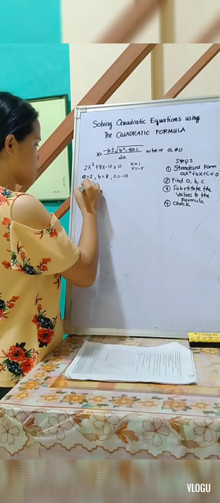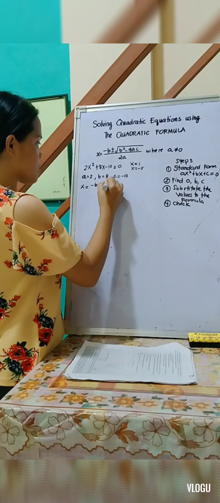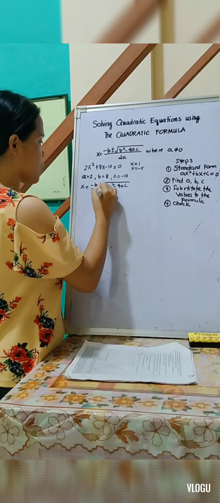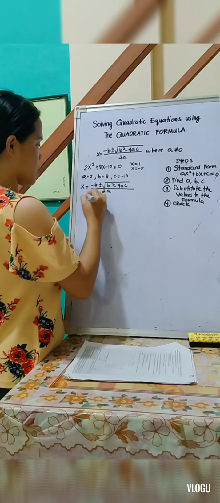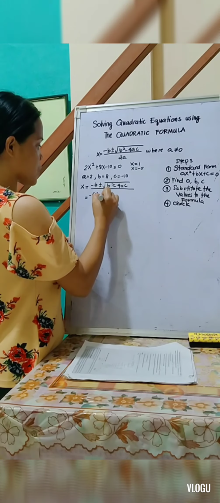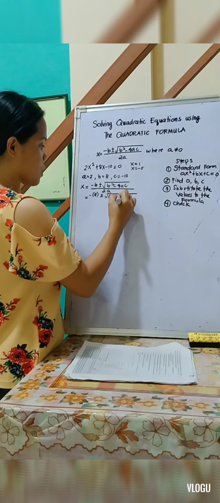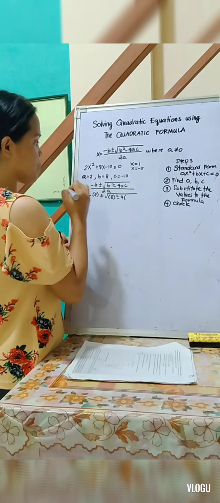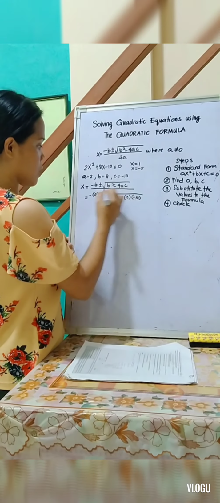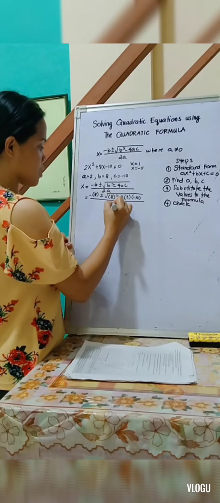So rewrite the quadratic formula: x equals negative b plus minus the square root of b squared minus 4ac all over 2a. Substitute: the b is 8, so negative 8 plus minus the square root of 8 squared minus 4, the value of our a is 2, and the value of c is negative 10, all over 2, and the value of a is 2.